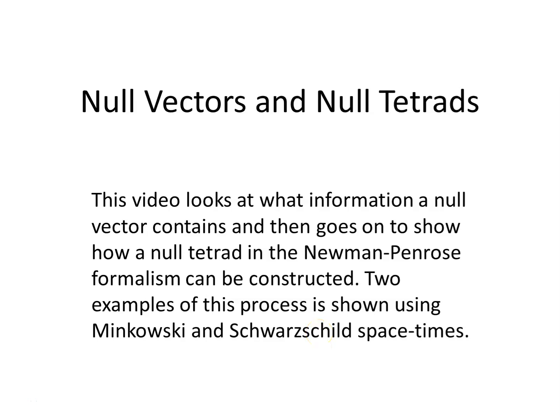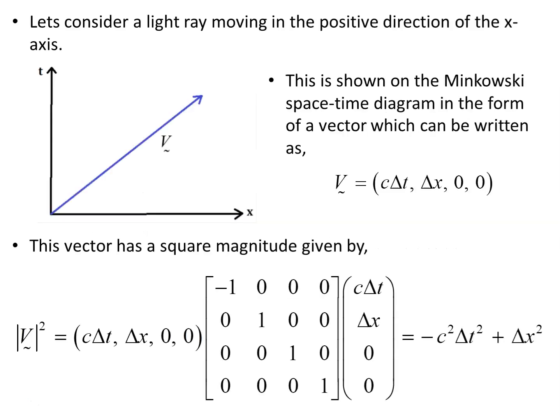This video looks at what information a null vector contains and then goes on to show how a null tetrad in the Newman-Penrose formalism can be constructed. And two examples of this process are shown using Minkowski and Schwarzschild spacetimes.